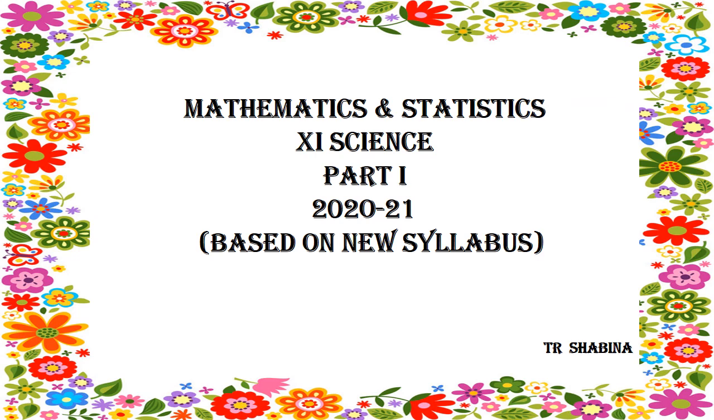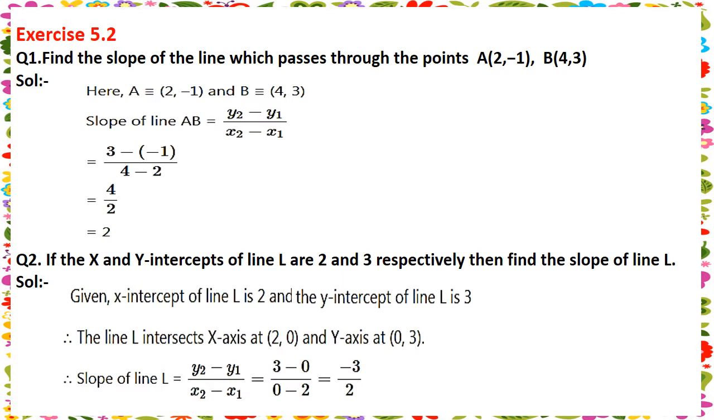Dear students, in this video we are solving the sums of exercise 5.2 of the lesson Straight Line. Question number 1. Find the slope of the line which passes through the points A (2, -1) and B (4, 3). Here A is the ordered pair (2, -1) and B is the ordered pair (4, 3); these are the points on the line and whose slope is to be found.